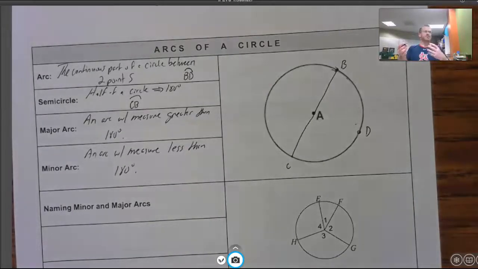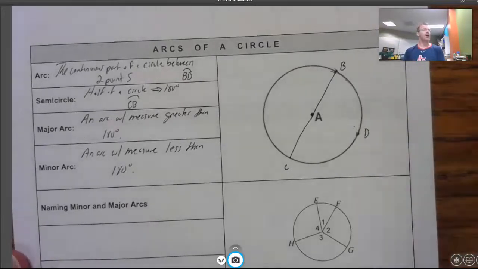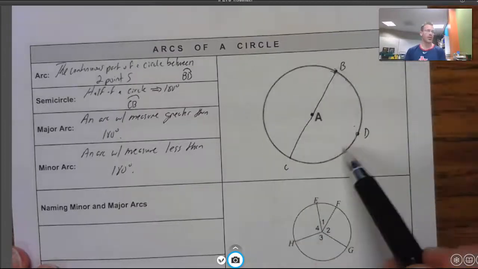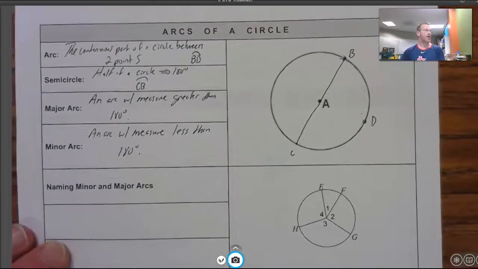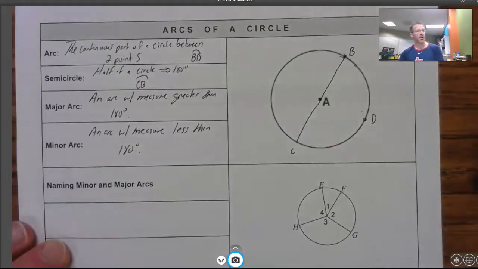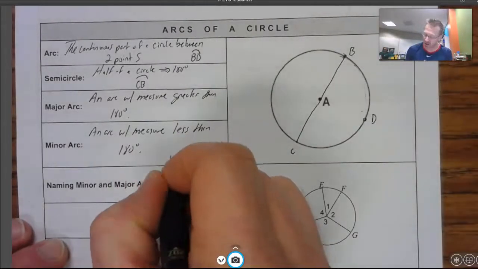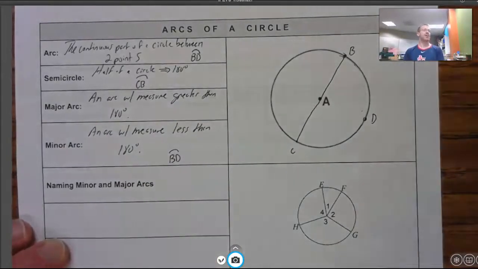All right, so notice I put BD here as my arc earlier, right? Well, how do I know I'm going from B to D on the short path or the long path? That's how we name our minor and major arcs. So if it's a minor arc, we're going to label it with 2 letters. So like when I label BD, we are assuming it is the shortest path and that it's going to be less than 180 degrees. So with 2 letters, it's the minor arc.